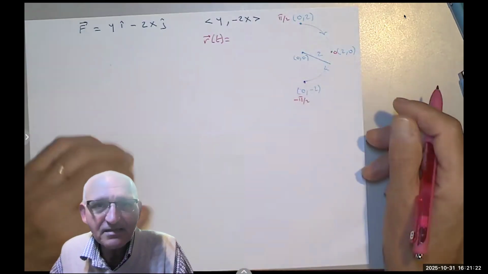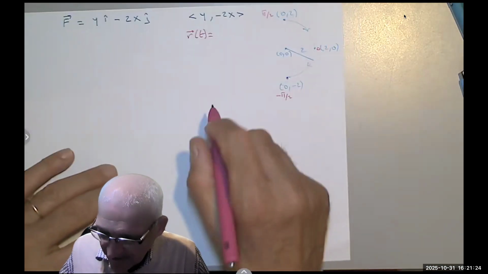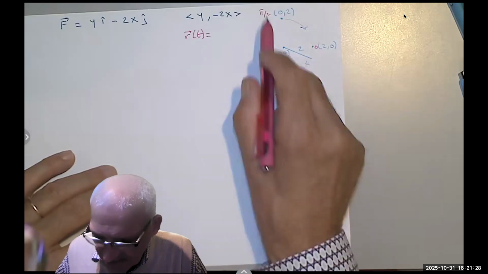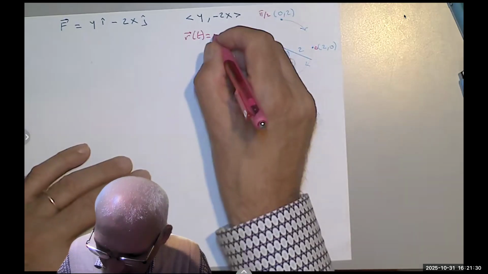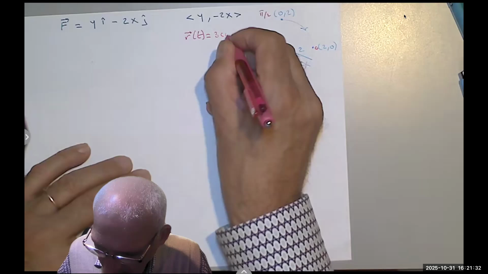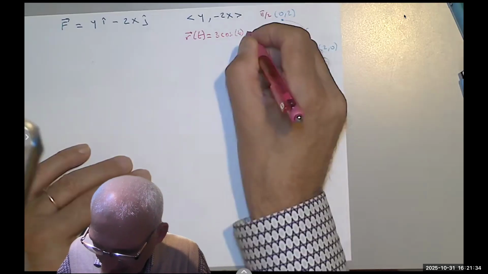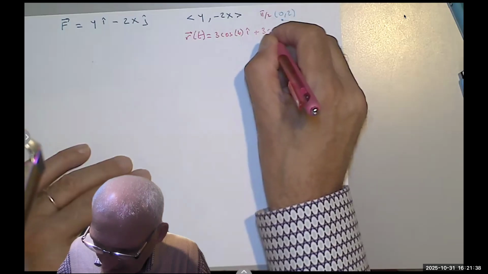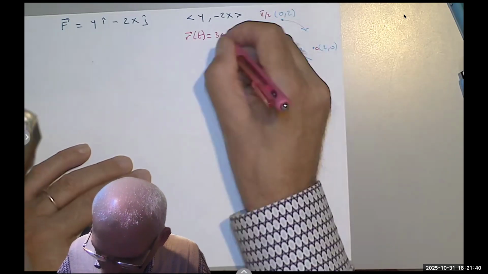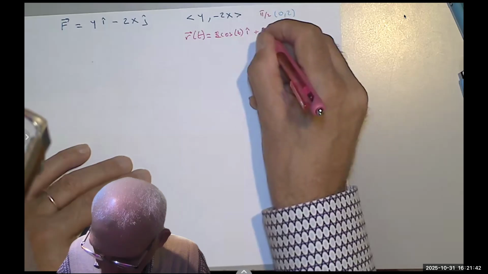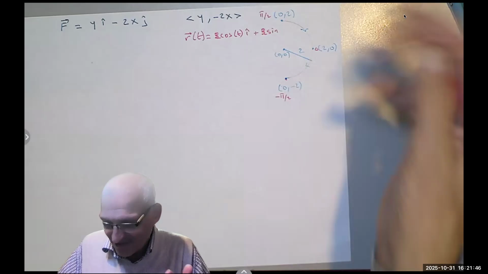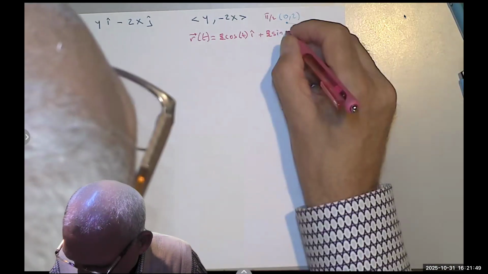It doesn't really matter. So here I'm going to say, since this angle is pi over 2, I'm going to say 3 cos t in the x plus 3 sine t. Why did I say 3? It's 2. Sorry, guys. For some reason, I wanted to write 3 and then I wrote 2, change my mind.